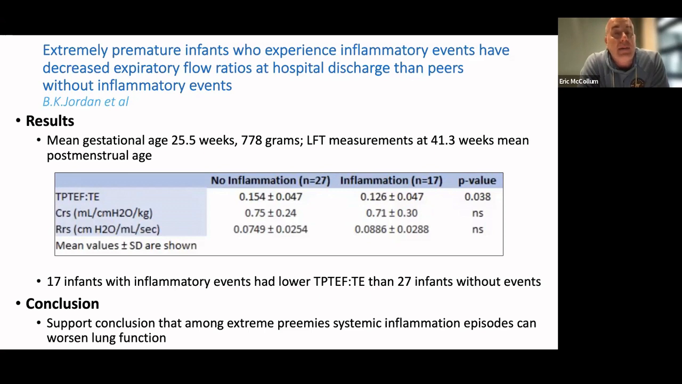As the title conveys, they did see a statistically significant difference between the extreme preemies that had inflammatory events compared to those who did not, suggesting, given the lower ratio, that there is more peripheral airway obstruction in these premature infants. That's what the take-home point says right there. Essentially, their data supports the conclusion that among these extreme preemies, systemic inflammation episodes can worsen lung function.